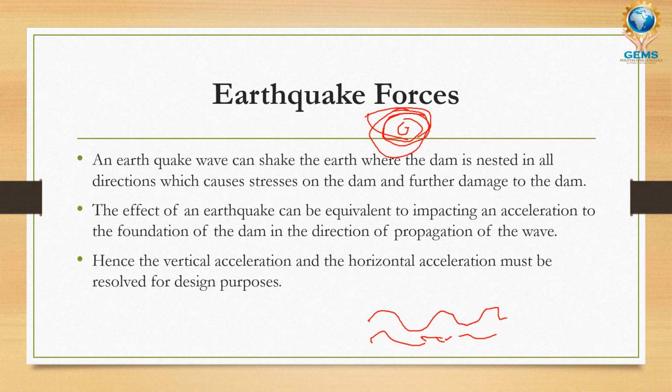So we are going to find the vertical acceleration and horizontal acceleration. That means these earthquake forces generate waves, and these waves should be resolved into vertical acceleration. It also acts this way and also this way. So the vertical acceleration must be found and also the horizontal acceleration must be found, for our design purposes. Fine, we can move to the next slide.